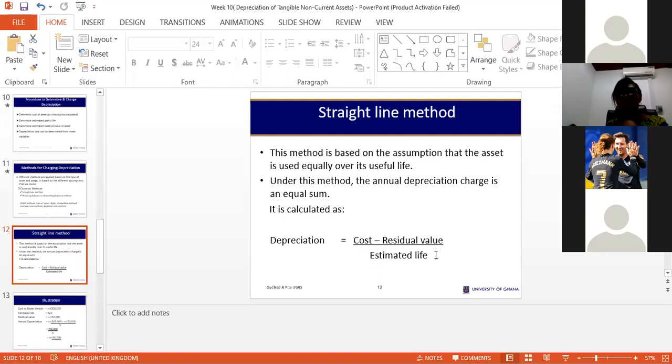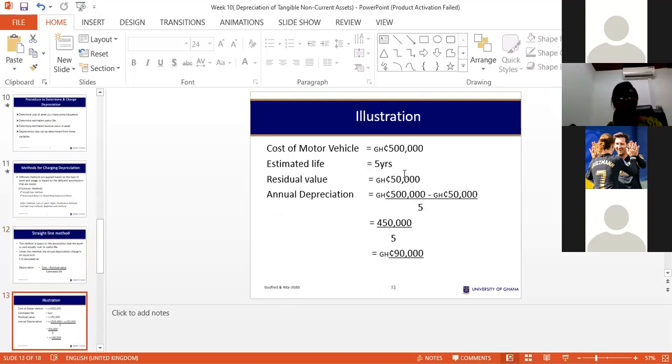The cost minus the residual value, and that's just what we did. So that is the straight line method, which assumes that the assets we are using will be consumed across their useful life at the same level. And so the 18,000 every year is the allocated amount of what we will consume. Here we have an illustration similar to what we did: the cost of the motor vehicle, the estimated life of 5 years, the residual value.